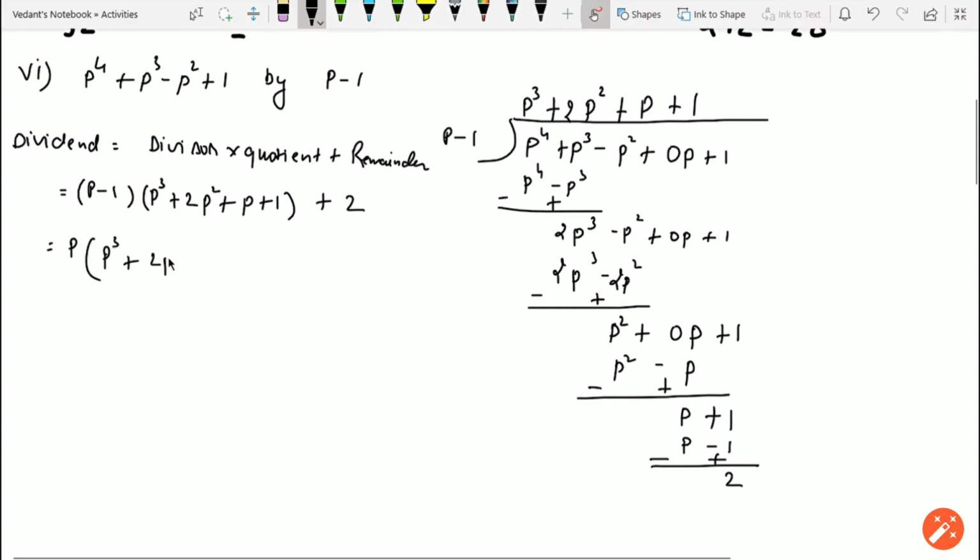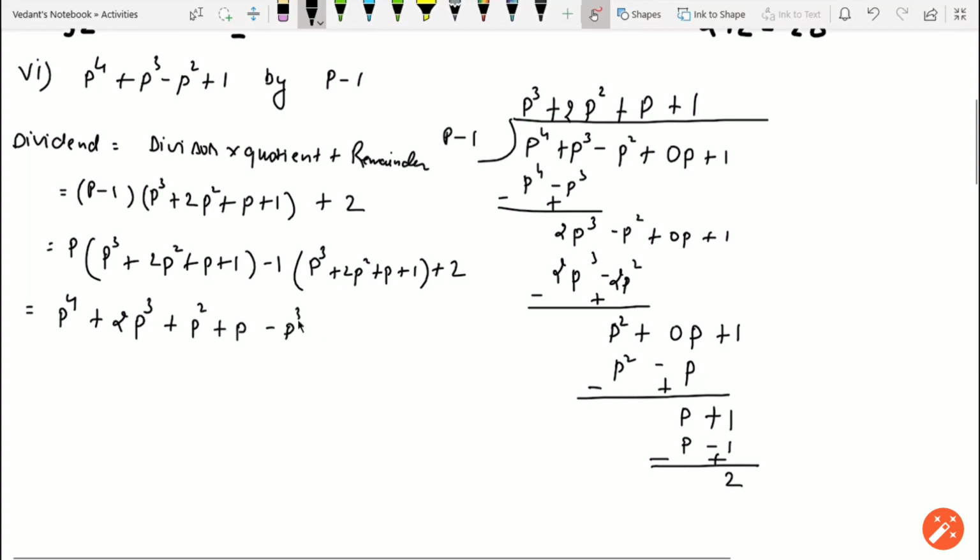So it will be pq plus 2p square plus p plus 1 minus 1, we multiply with all terms. It will be this and plus 2. Very clear, students. Now we multiply with p. It will be p to the power 4 plus 2p cube plus p square plus p. Again minus 1 into p cube. So minus p cube minus 2p square minus p minus plus minus 1 plus 2.